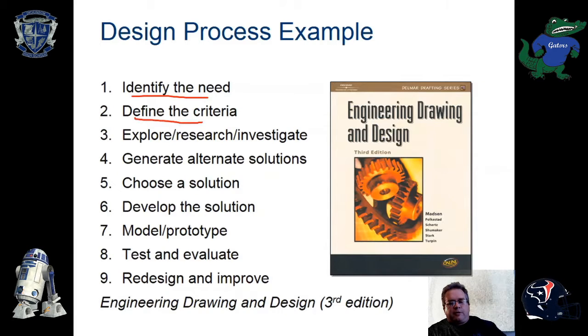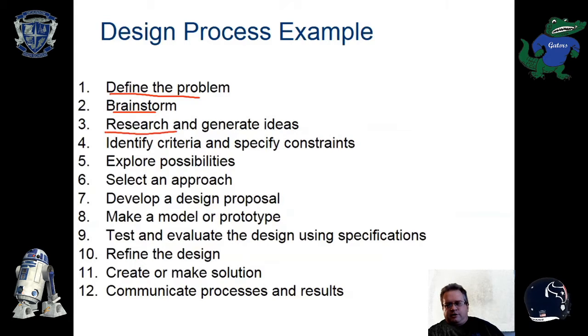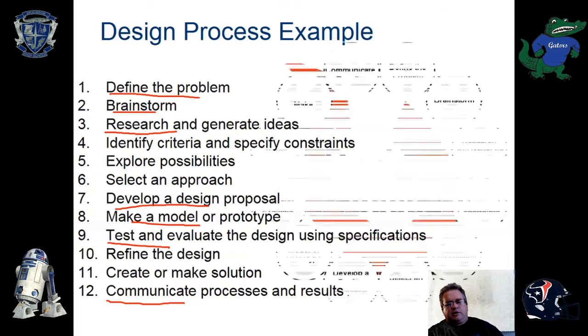Similar pattern here. We identify, define, explore, generate, choose a solution, develop, model, prototype, test, evaluate, redesign, improve, and then you continue to go through that. Like with a robotics competition season, you're always redesigning. Here's another one. Define the problem, brainstorm, research, and generate ideas. So you can see there's a pattern. Identify, explore possibilities, select your approach, develop and design, and make a model, test, evaluate, refine, create, communicate.